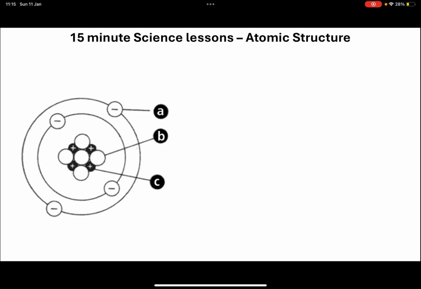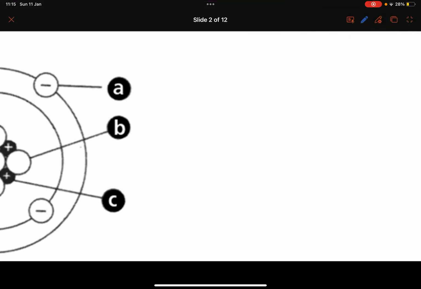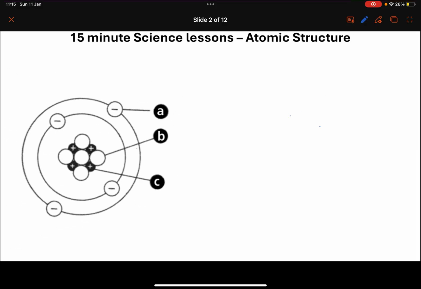Now, in terms of the particles that make up an atom, they are called subatomic particles. Now, that sometimes confuses people when that's used in an exam. Subatomic particle just means within the atom.